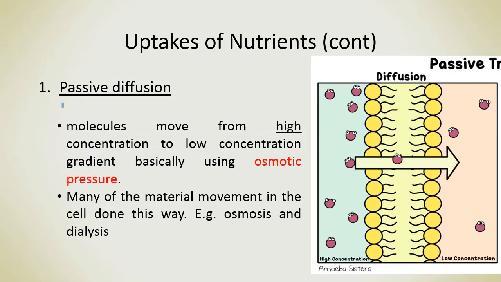Passive diffusion happens when a molecule moves from a high concentration to a low concentration gradient, basically using osmotic pressure. Many of the material movements in the cell are done this way, including osmosis and dialysis.